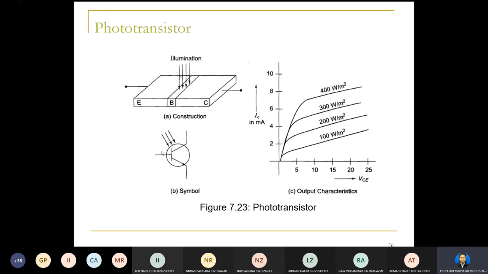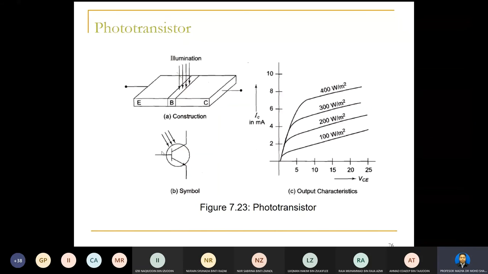Alright, so that's all for this topic, the topic for sensor transducer. I think I mentioned to you that this sensor transducer is more on the electrical or electronic side. Okay, electronic sensor, because this topic belongs to the faculty of electrical.